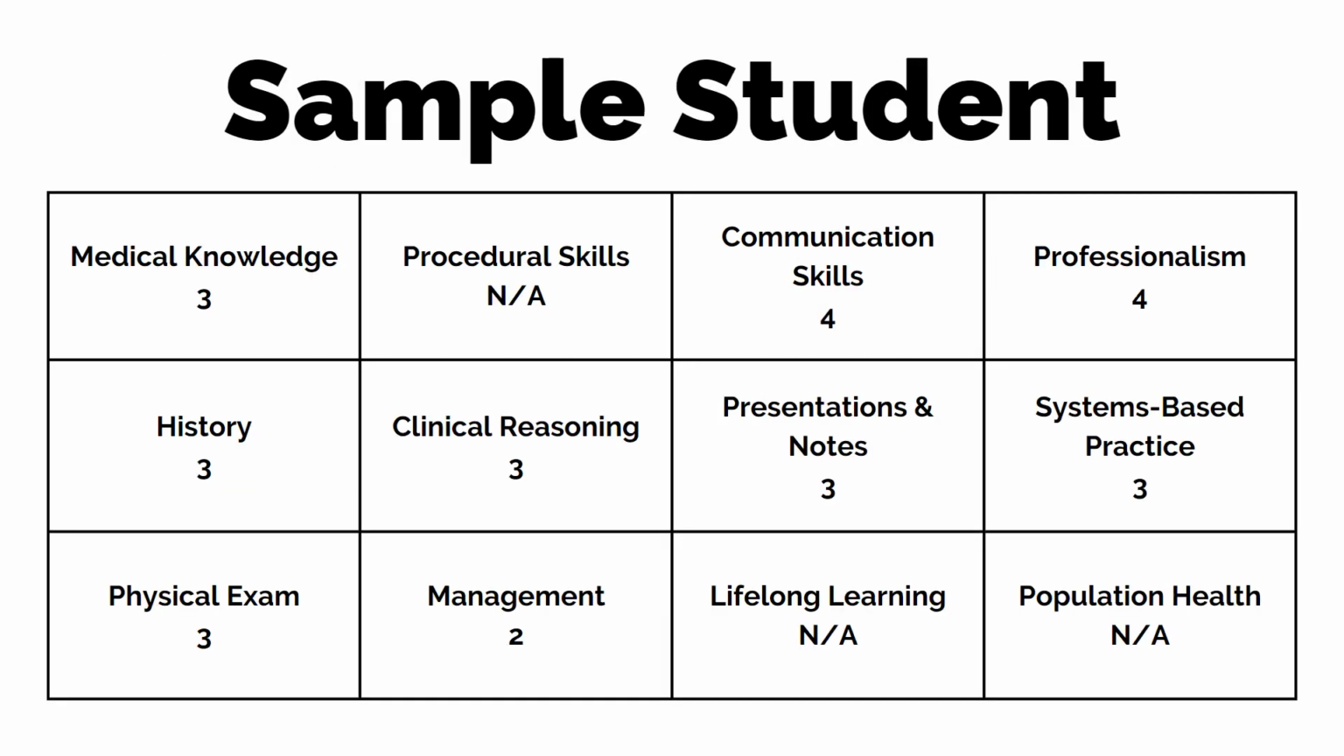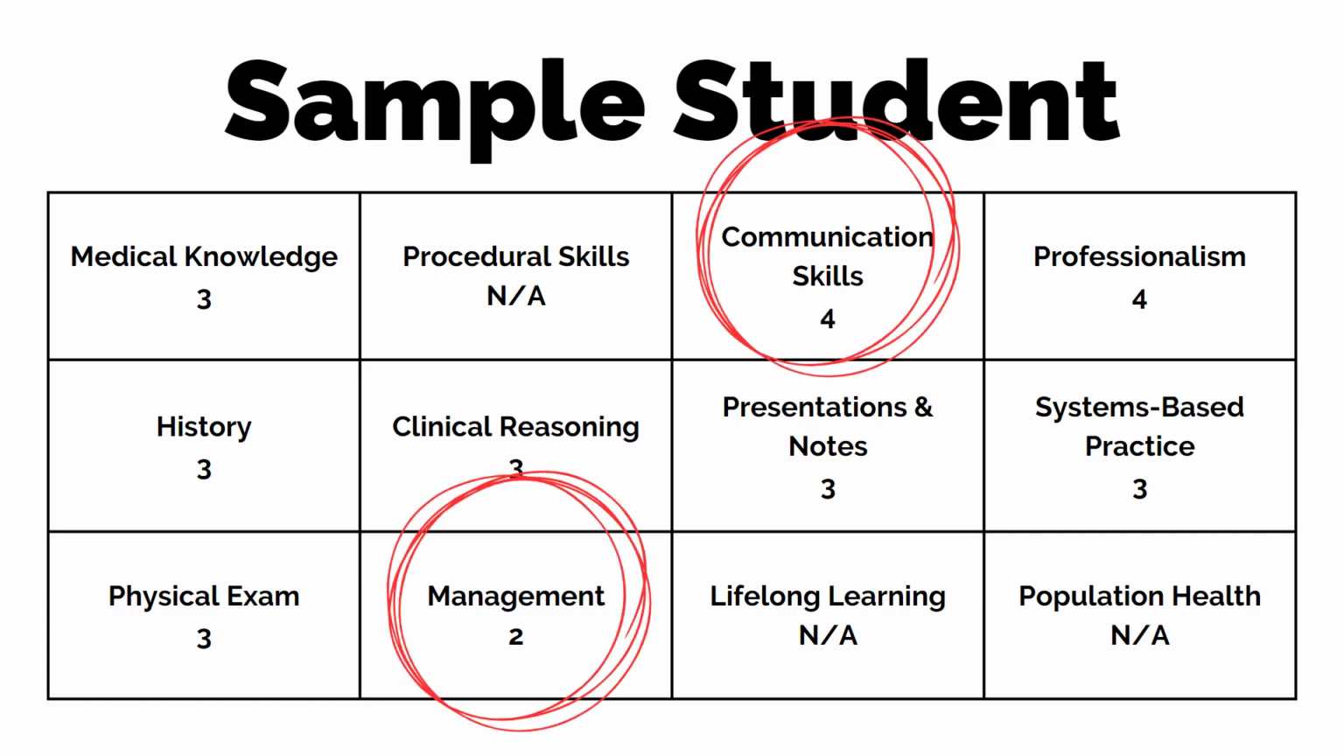Let's take this student as an example. There were a few areas where I selected not able to assess. You see a lot of 3s, but you do see this student earned a 4 for communication skills, and then their lowest score was a 2 for management. So I'm going to select those 2 competencies for my comments.